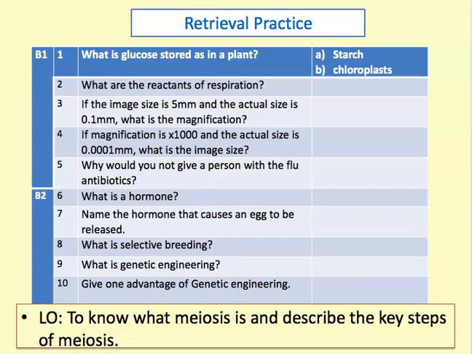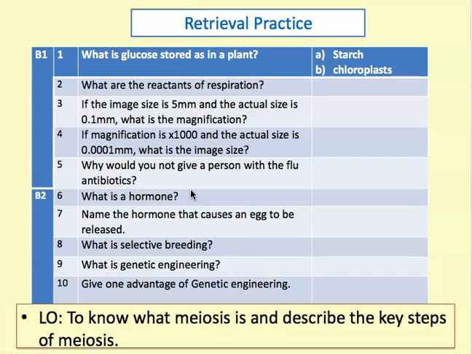Number 7, the hormone that causes an egg to be released is called LH, luteinizing hormone, but it's absolutely fine for you to just know it as LH. Number 8, what is selective breeding? Selective breeding is when 2 organisms are chosen because they've got desired characteristics and farmers breed them to get offspring with those desirable characteristics. But please remember, it takes many generations.